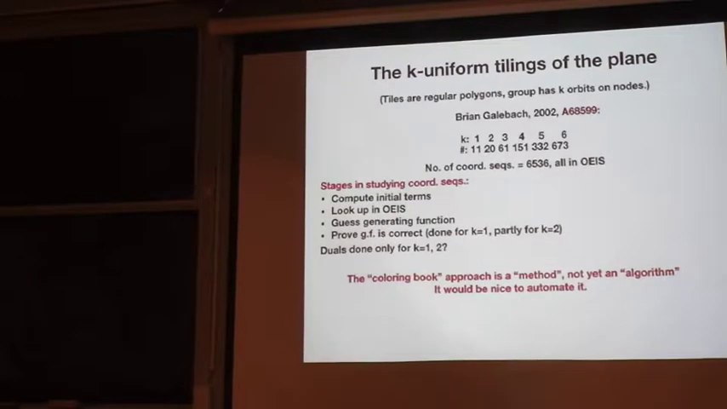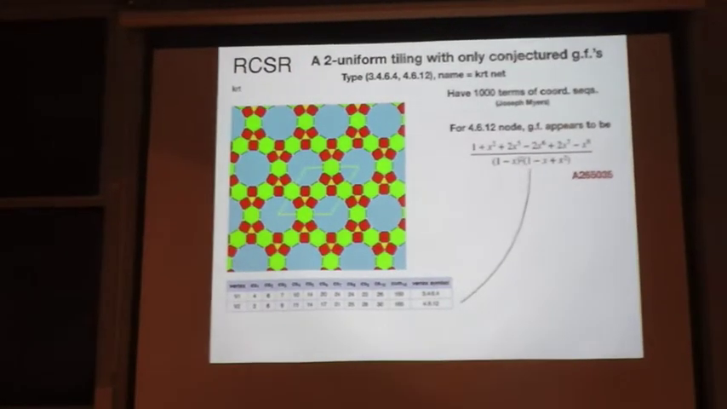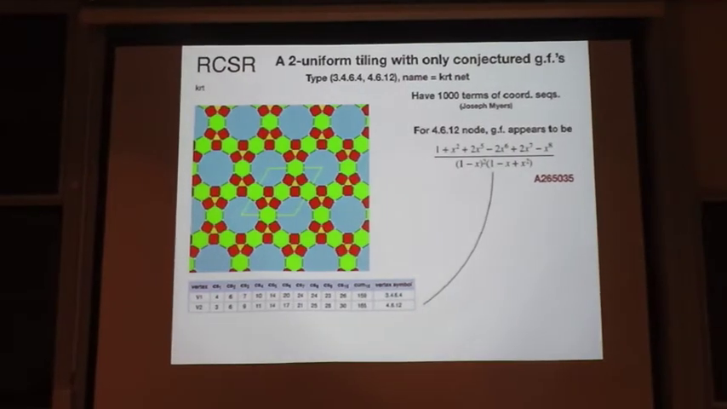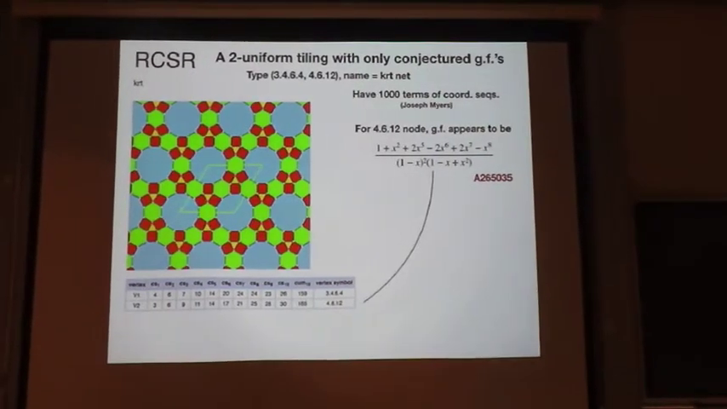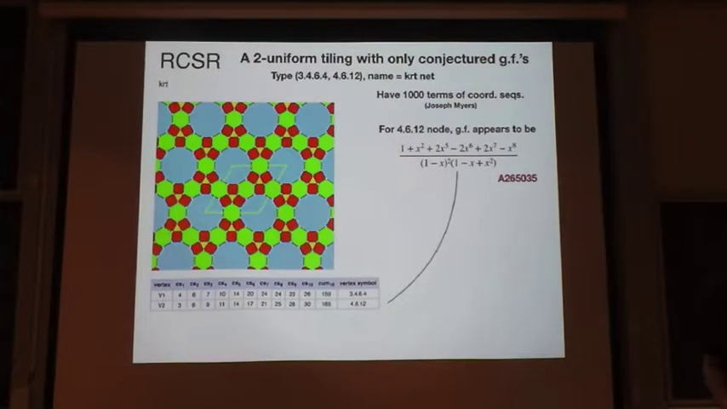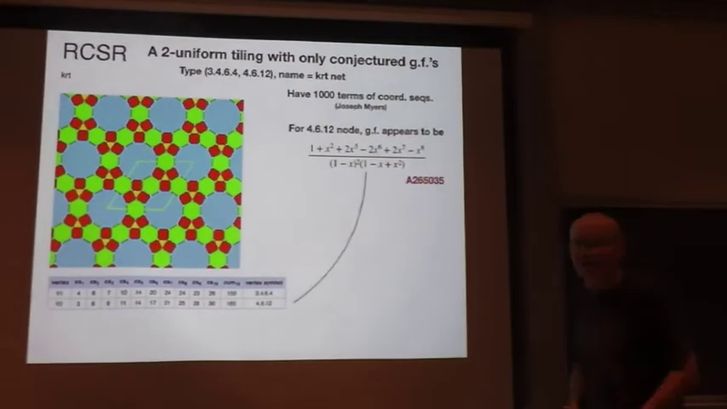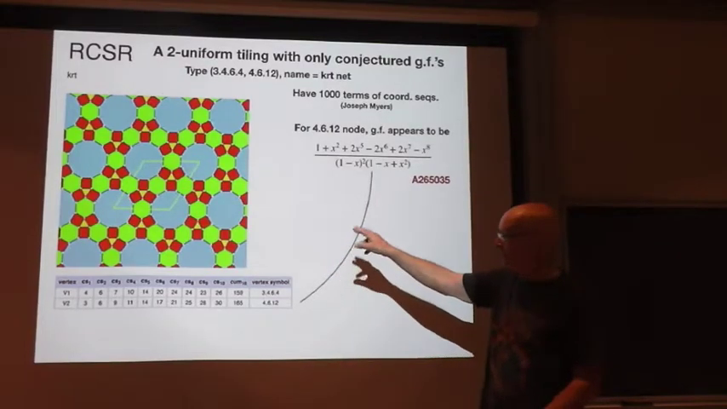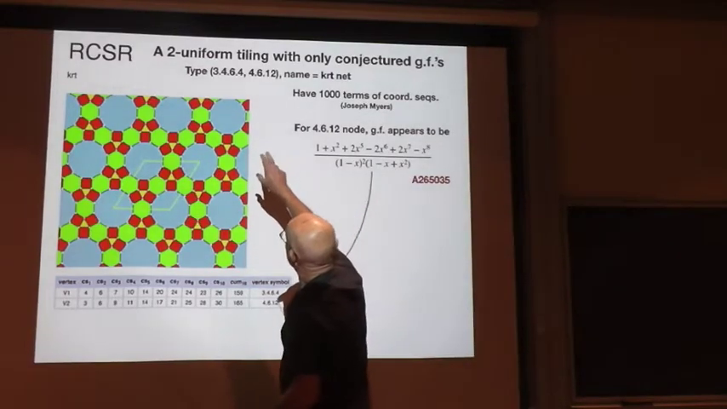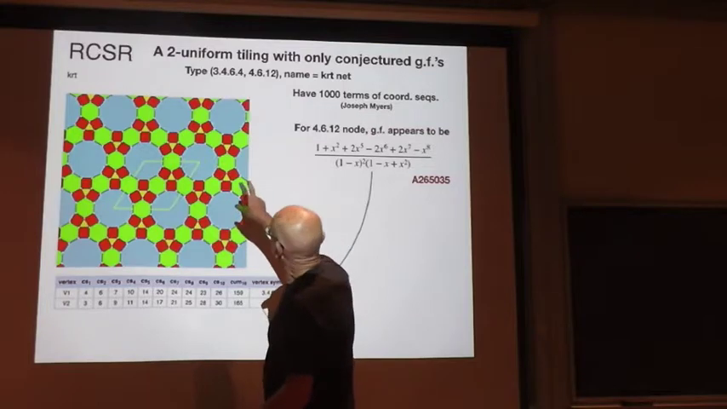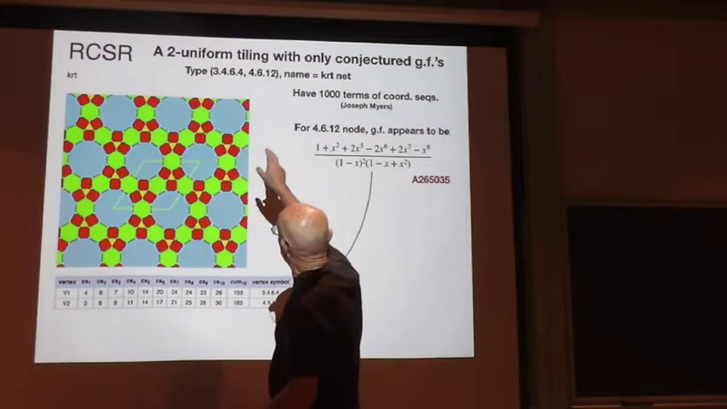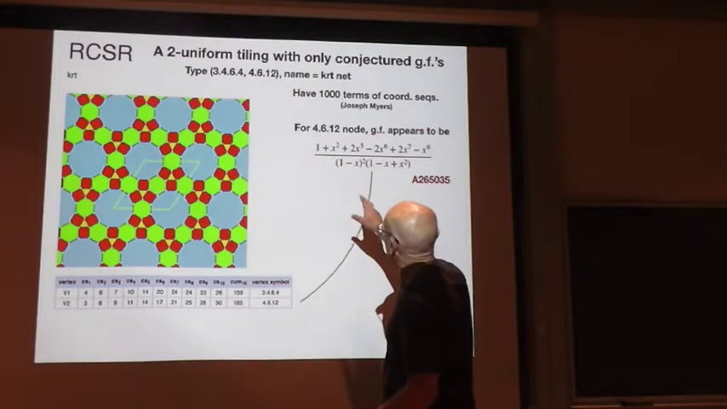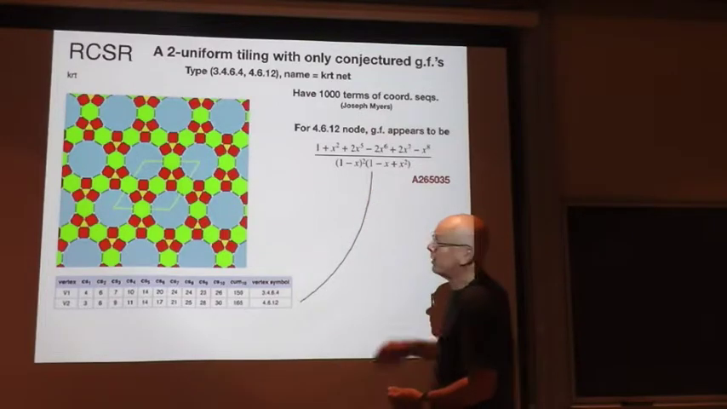And there's a lot more work to be done. So here's a typical example from the RCSR database. This is the tiling that crystallographers call the KRT net. This is 2-uniform, so we haven't finished all the 2-uniform tilings. This one has 2 kinds of points, a 3464 point or a 4612 point.